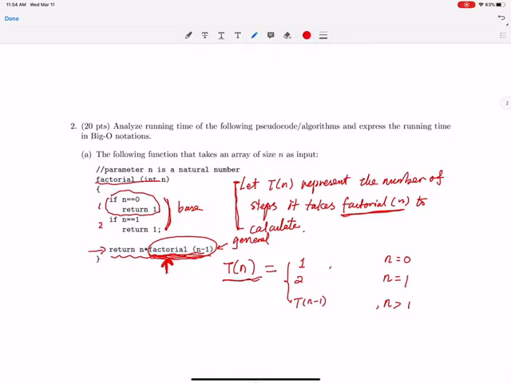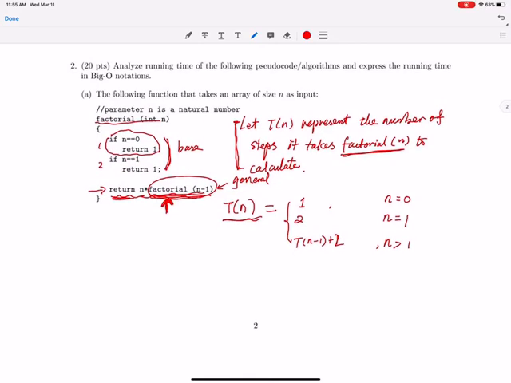And once this function finishes, we need to multiply its return value with n. So that's another step. And then we return. So that's another step. So add 2 to it. Okay, so this is the recursive formula for t sub n. So we need to solve this. So obviously, master theorem does not apply here. So we need to use the method of iteration to solve this.